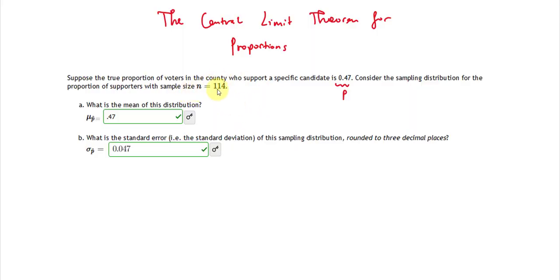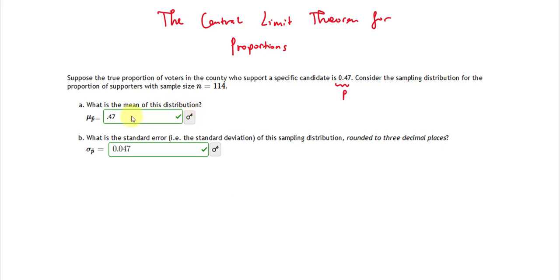In this video, we are going to solve a few problems for the central limit theorem for proportions. Suppose that the true proportion of voters in the country who supports a specific candidate is 0.47. So this is the population proportion P. Consider the sampling distribution of the proportion of supporters with a sample size n equal 114. What is the mean of this distribution?